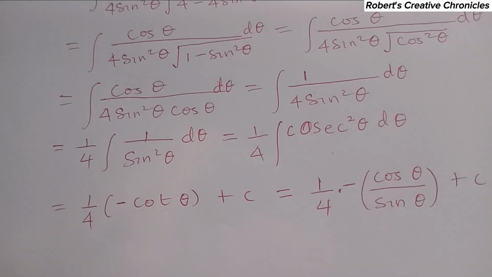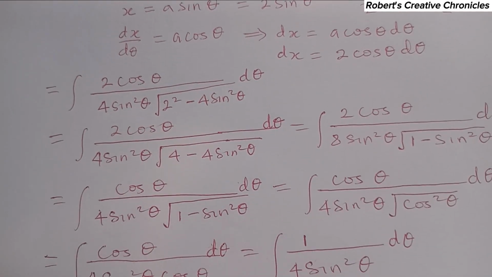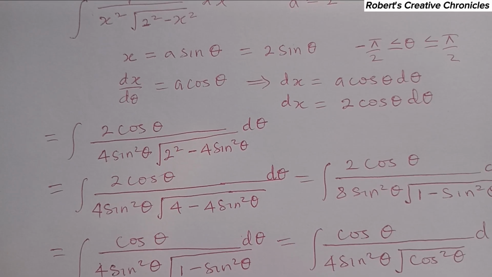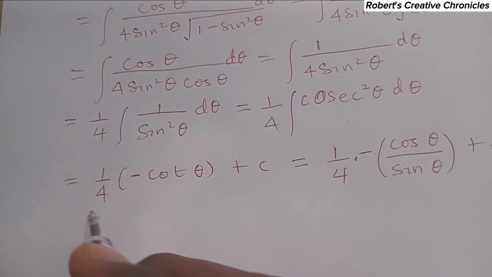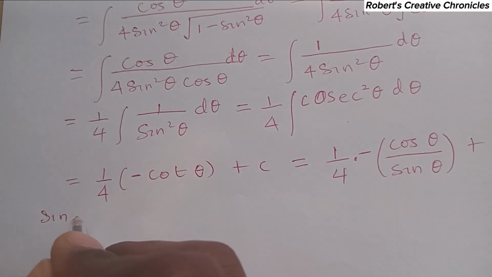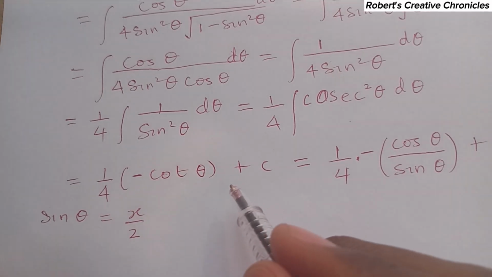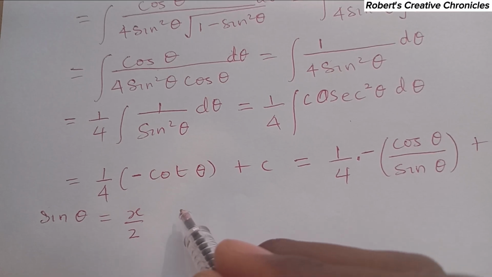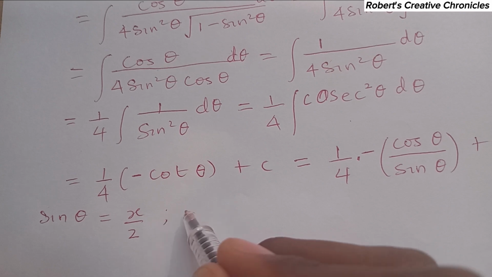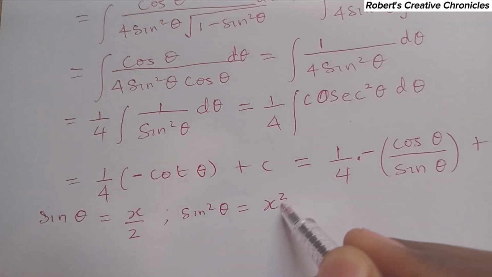We made the substitution earlier that x equals 2 sine theta. So from this equation, sine theta is what? Sine theta is x over 2. And since sine theta is x over 2, we need to find cos theta. To find cos theta, we will find sine squared theta, which will be x squared over 4.